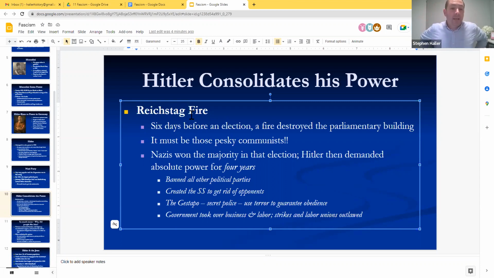Again, just like in Italy, there is the governmental takeover of businesses, so that the government takes over industries and takes over farming, prohibits strikes, prohibits unions, prohibits anything that is going to stand in the way of the success of the country. Again, everything is for the country. Everything is for the party, the Nazi party.